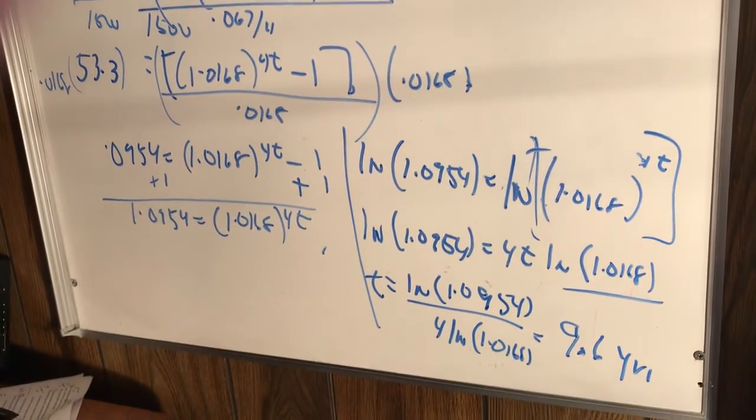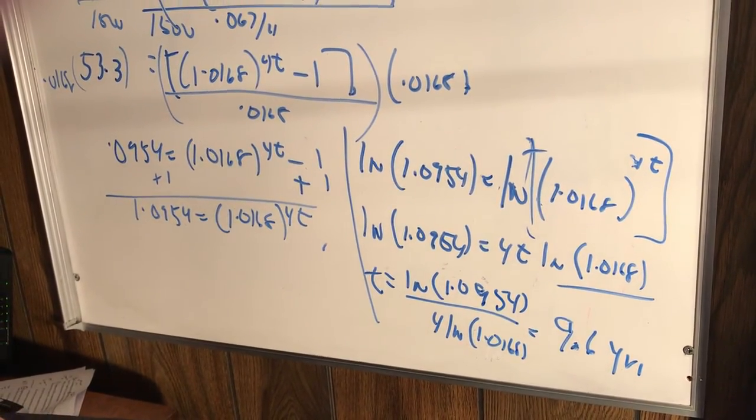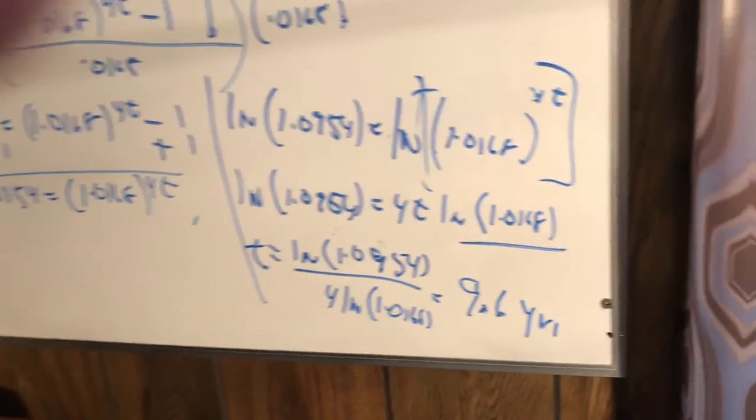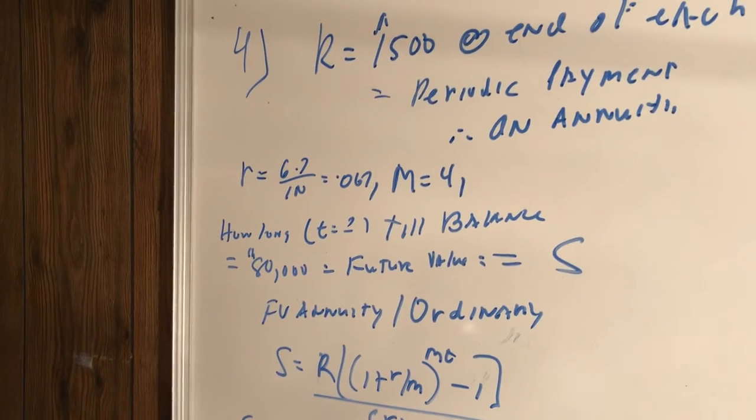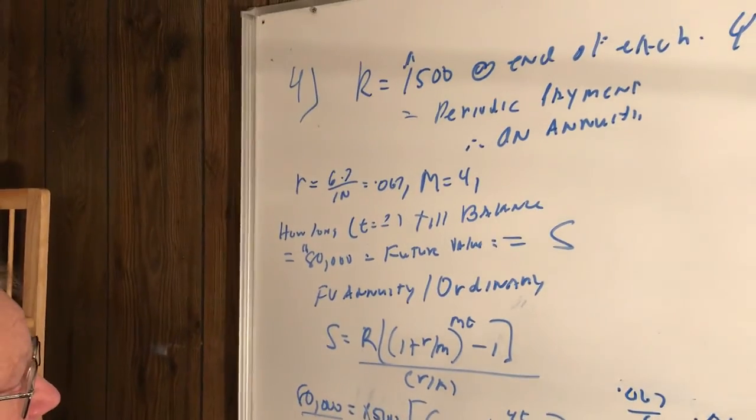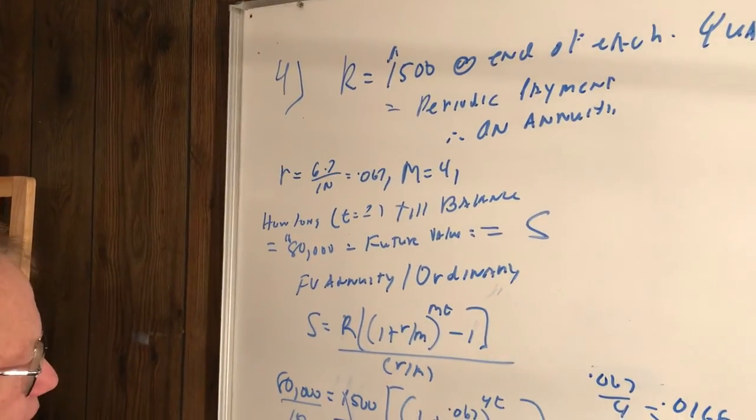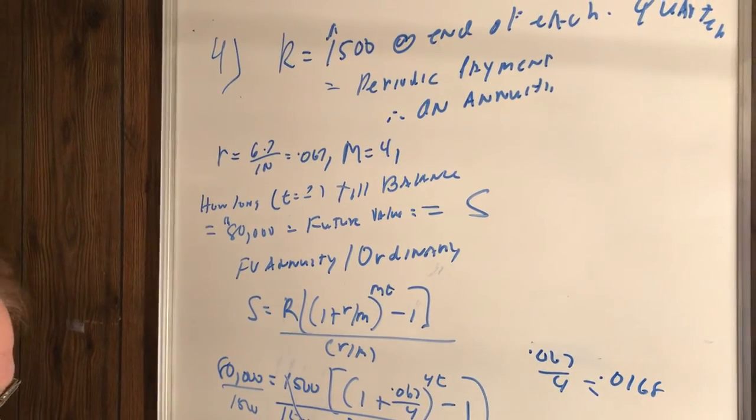Now, a lot of you got 3.8 years. One of the problems is you used a compound interest formula. This is not compound interest. This is a periodic payment. It's not one time.